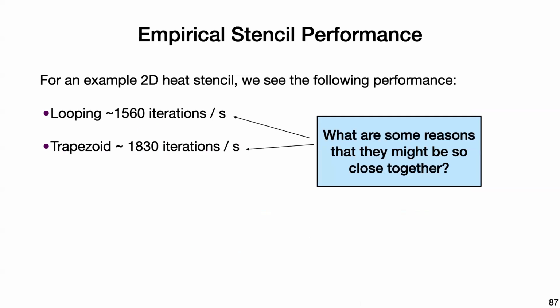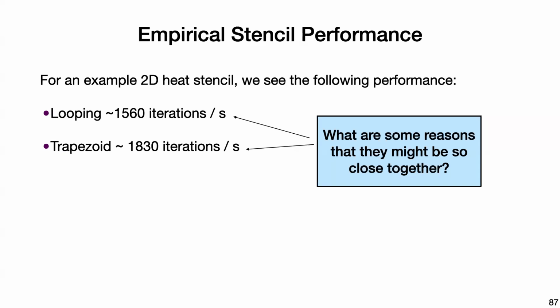So this is what happens when you actually run the code. Given a 2D grid, so in this case the spatial part is 2D, and then the temporal part is the third dimension. You can imagine a 2D grid, and then the time is growing up in a rectangular type of prism. And in this example run, they found that the looping version was about 1560 iterations per second, and the trapezoidal version is about 1830 iterations per second.